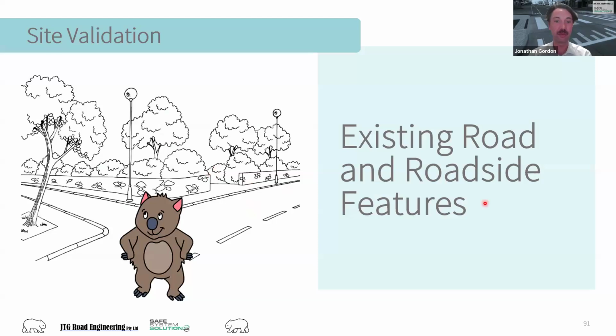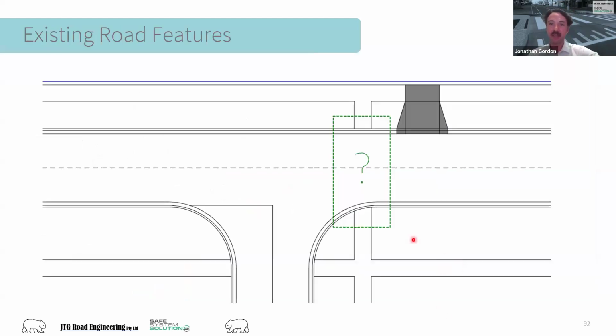Okay, so let's have a little look through existing road and roadside features, guys. Let's use this as an example. I won't pose it to you. I'll just say I've got some paths here. I've got an intersection and a main through road. I've got a driveway, and I've got the path here. And is this a good location? Because I've just been told I need to design a wombat crossing here.